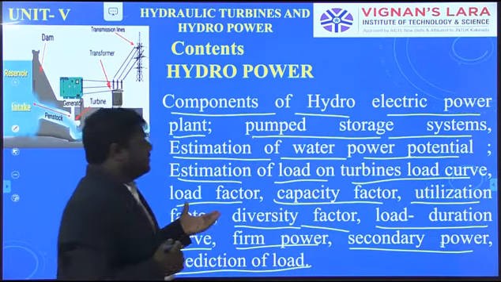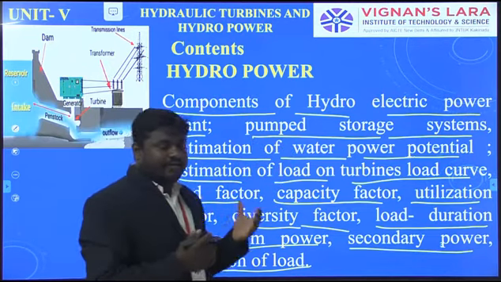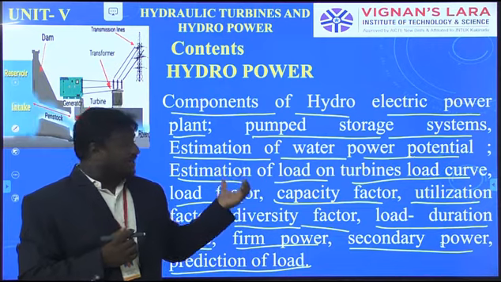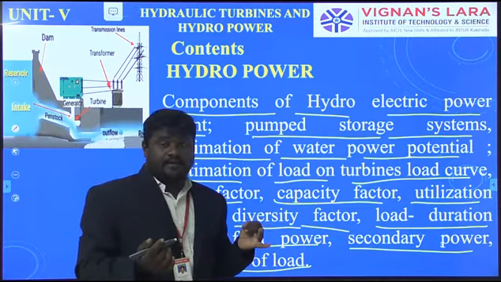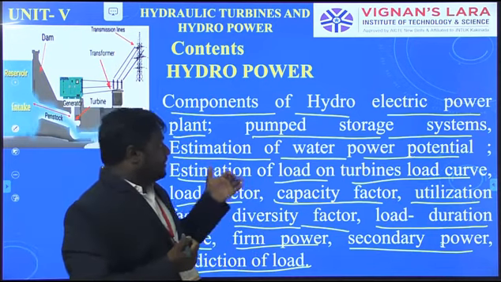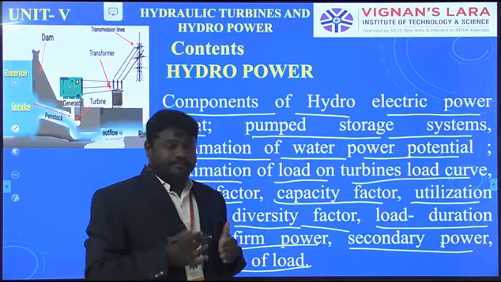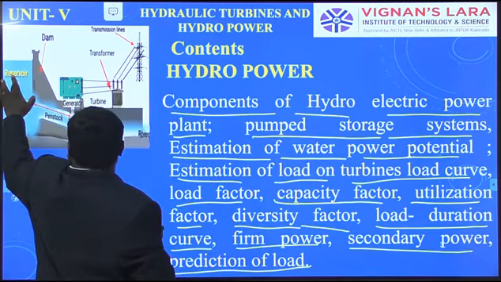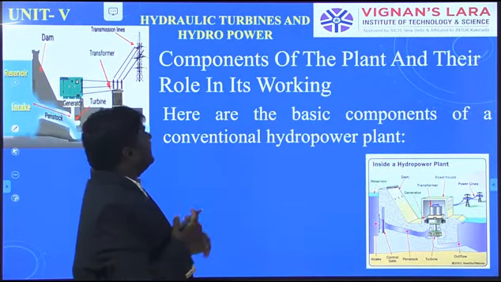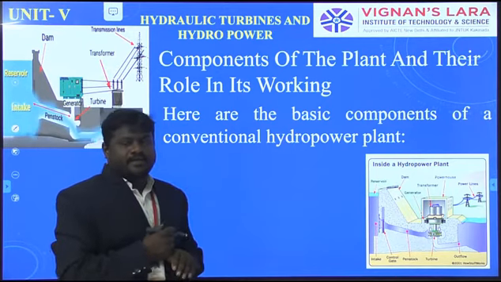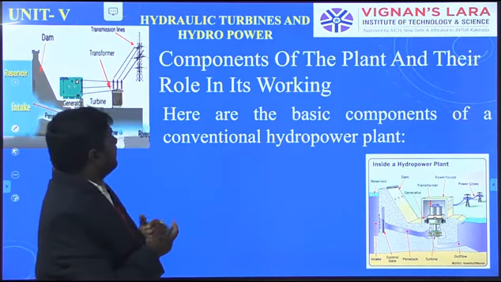In this class I will explain the components of a hydroelectric power plant. What are the components? Here we are installing the dam, reservoir, penstock, the turbine and the magnetic fields. The turbine has a shaft. These are the components we are discussing in this class. The main thing is hydraulic turbines and hydropower. This is the fifth unit, second part, that is hydropower.